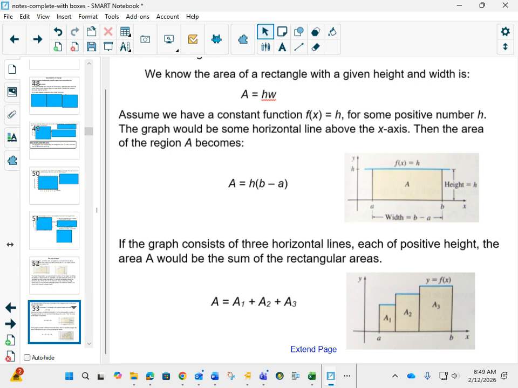But if you didn't have a constant, if you had some curve made of three different lines, then you would have to add up each of those different areas, and each of them would be a rectangle as well.